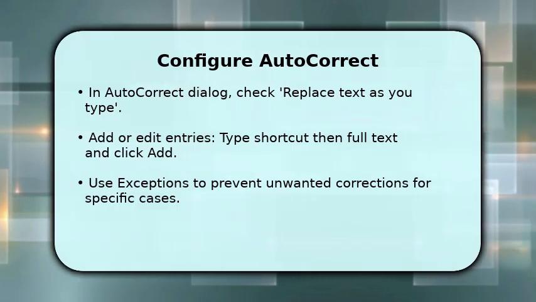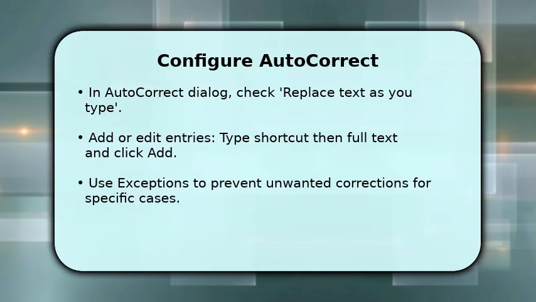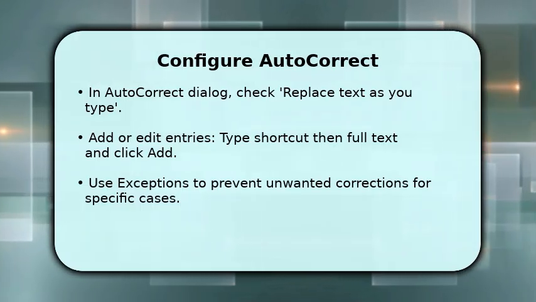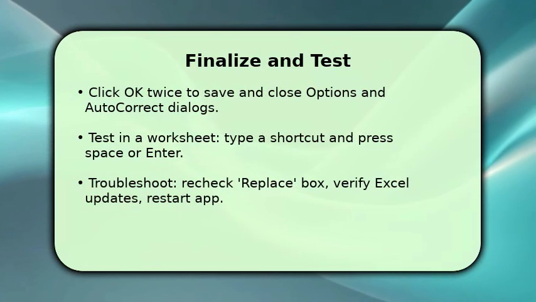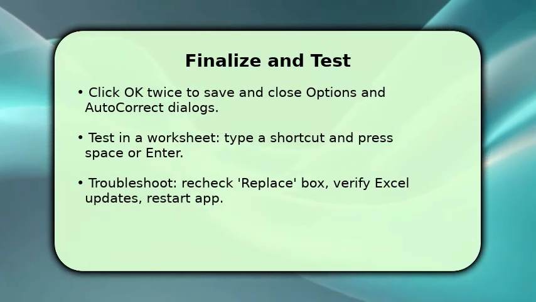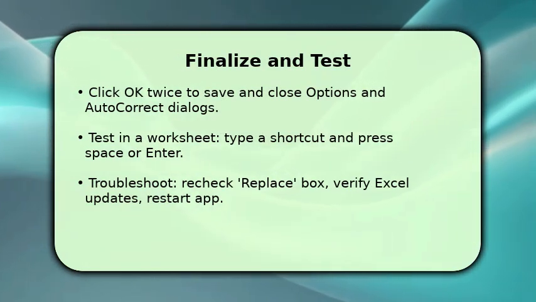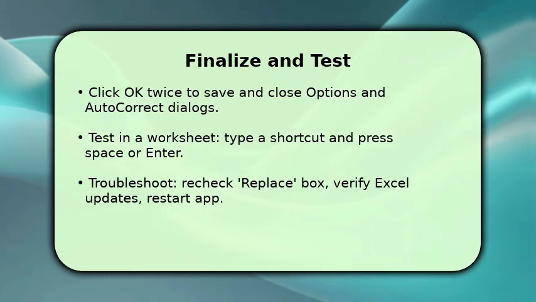Once done, use the Exceptions button to exclude specific words or patterns, so corrections won't interfere with valid terms. You're finishing up. Click OK to close the autocorrect dialog and OK again to exit Excel options so changes save.